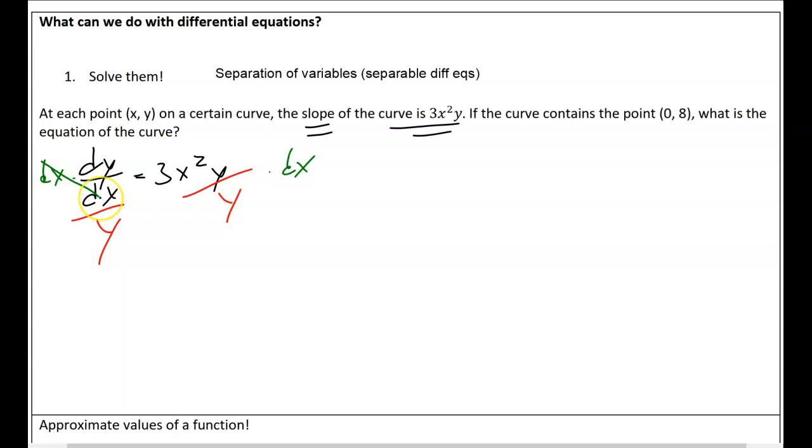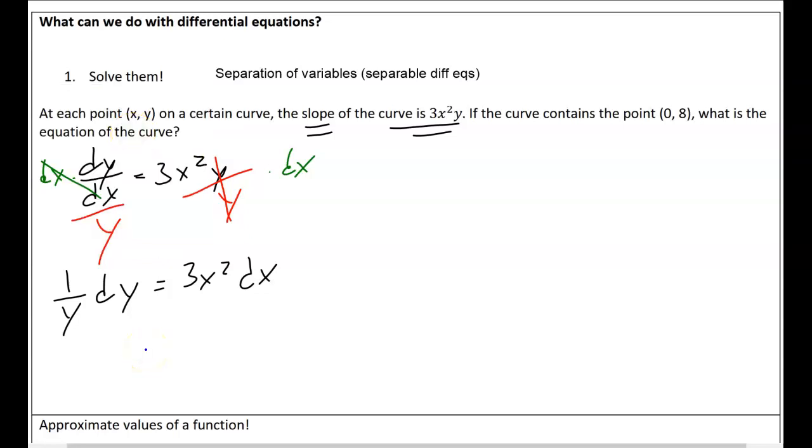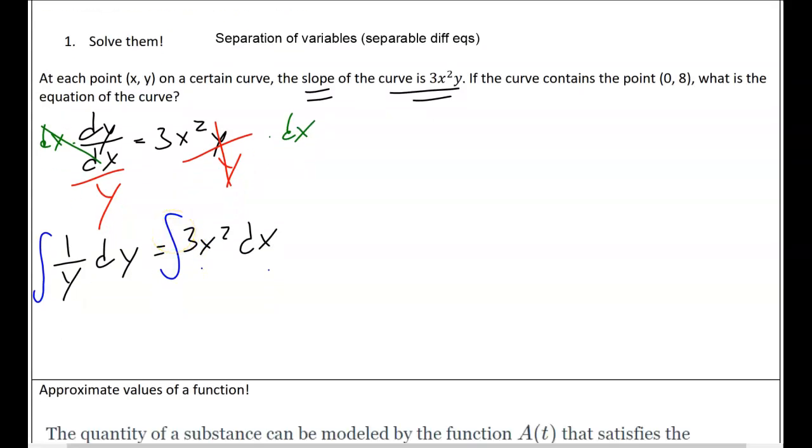And why did I do that? Well, boom, and boom, right? And what is left, I'm going to write it this way. Hopefully you'll understand why. 1 over y dy is equal to 3x squared dx. And once I've separated my variables, so notice y dy, x dx, well now I can integrate both sides. So once I integrate both sides, then I'm just using my rules from my cheat sheet, and I get the log of y is equal to x to the third plus c.